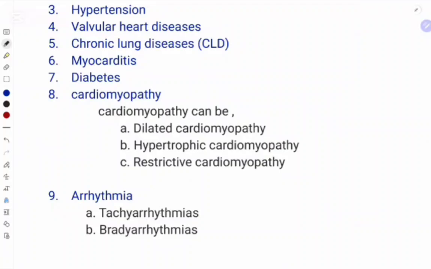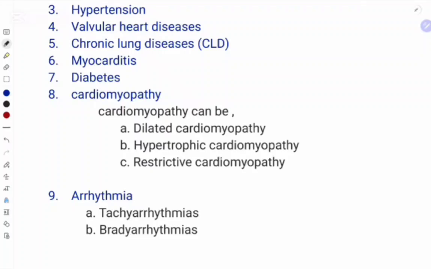In regurgitation, the heart has more blood, meaning a volume overload in the heart, which leads to heart failure. Because of the volume overload, the heart gets overstretched and can't pump properly, which causes heart failure in these patients. That's about valvular heart diseases.